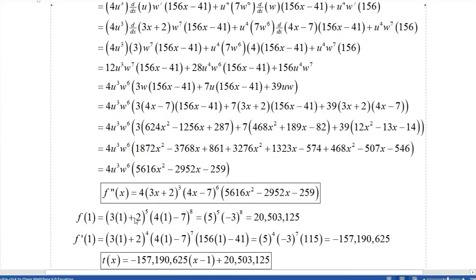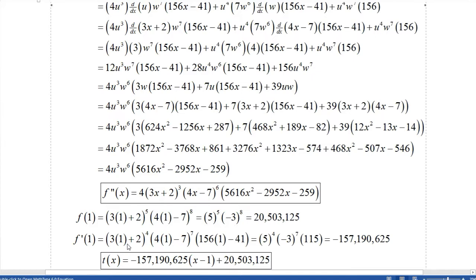That's 3 times 1 plus 2 to the 5th, 4 times 1 minus 7 to the 8th. Multiply those 2 things. So 3 times 1 is 3 plus 2 is 5, so that's 5 to the 5th. 4 times 1 is 4 minus 7 is negative 3 to the 8th. 5 to the 5th times negative 3 to the 8th. Yeah, I used a calculator on that part. You could do that by hand, but it's a lot nicer with the calculator. And that's 20,503,125. So that's the y value on that. So if we're going to see this point of tangency, our y scale's got to go up higher than that.